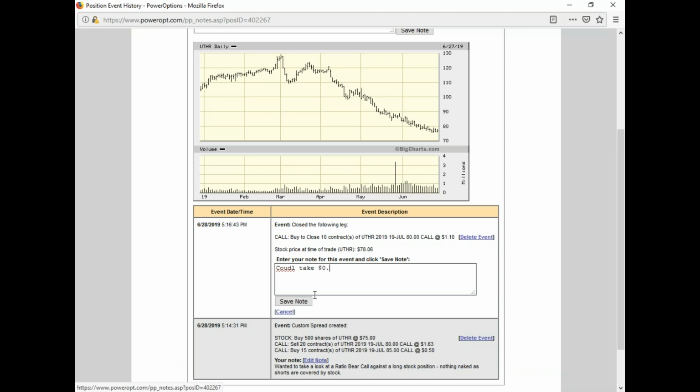Could take 50 cents of profit on my short calls, which also canceled the risk of being short shares. Actually, I would have bought back more. Being short shares if stock between two call strike prices.